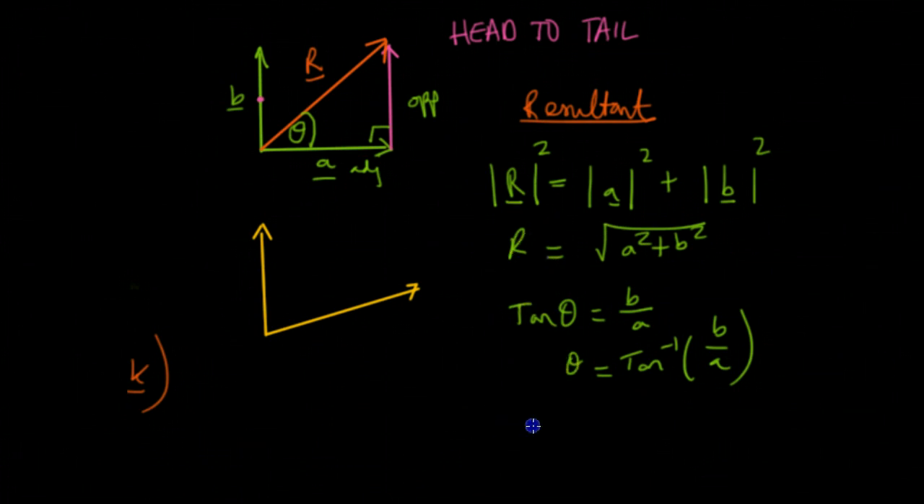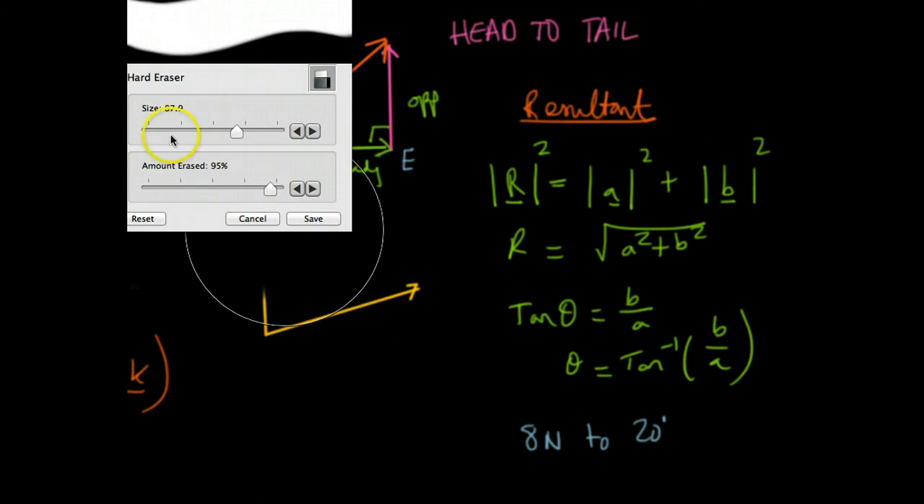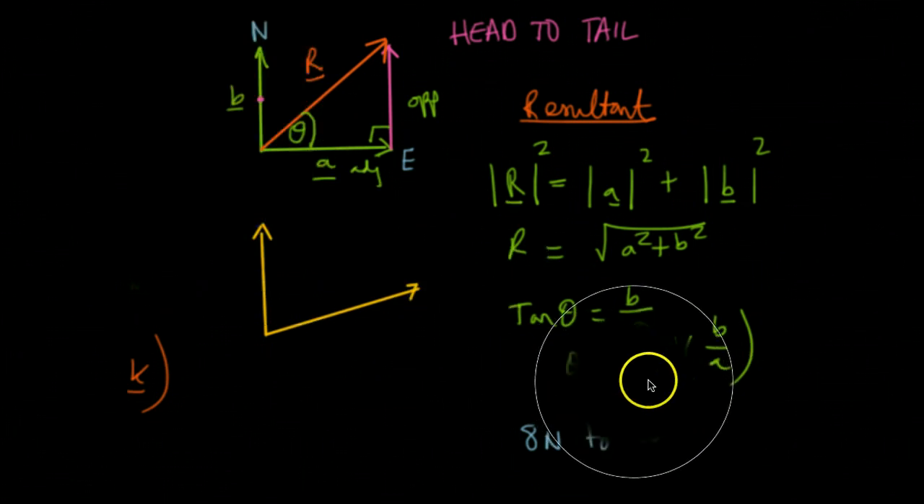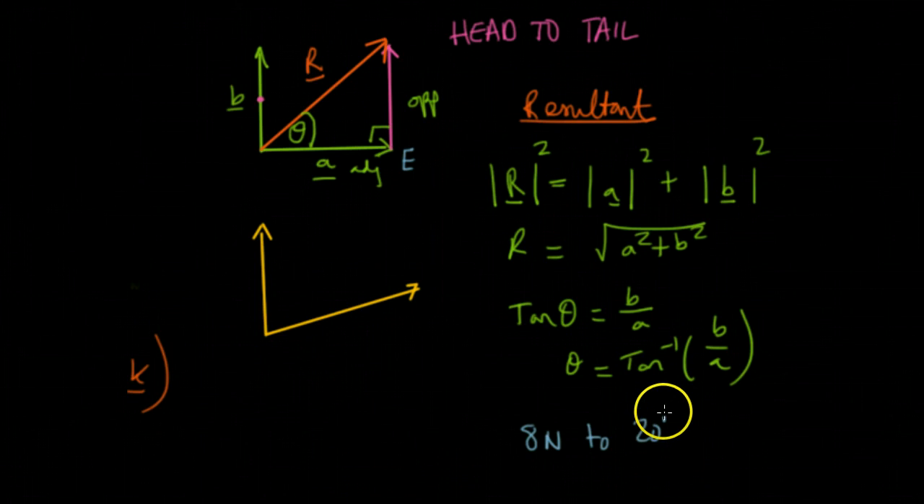For example, the answer was 8 newtons. You would say 8 newtons to, I don't know how many degrees, if that was 20 degrees north of east, for example. Or if this was defined as east and this was defined as north, then you could say 8 newtons north of east. That would be enough.